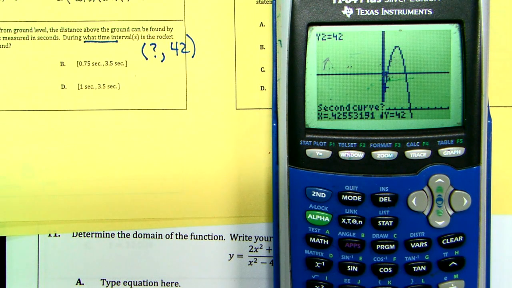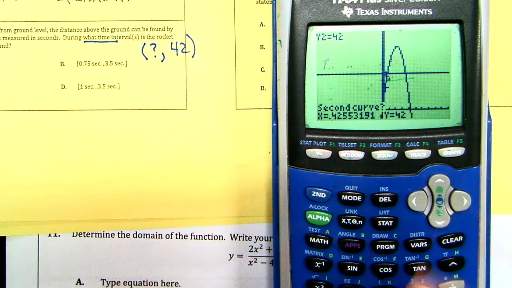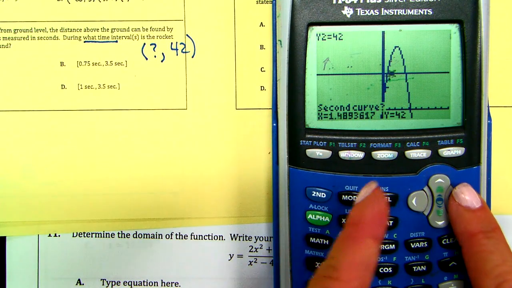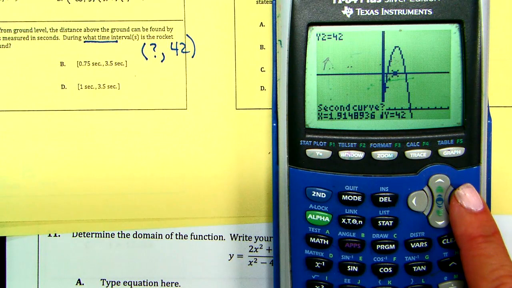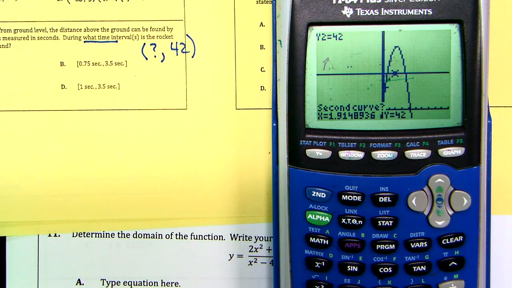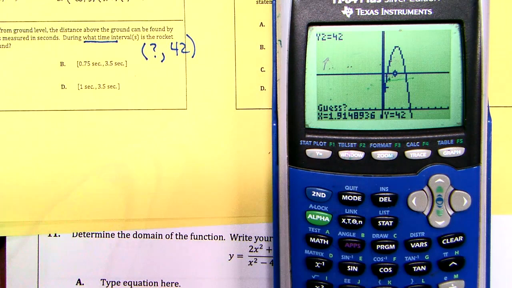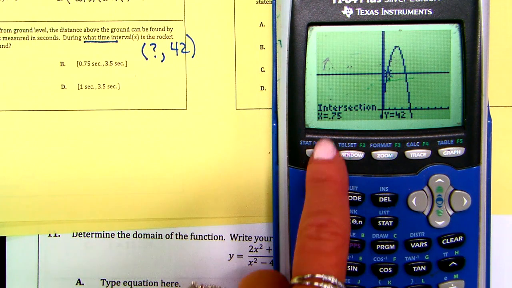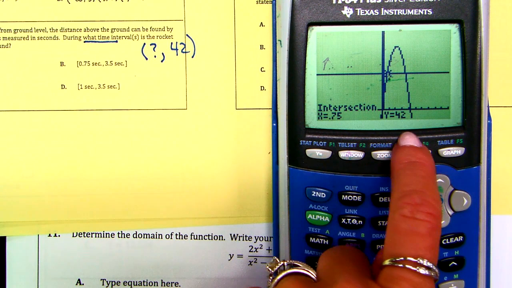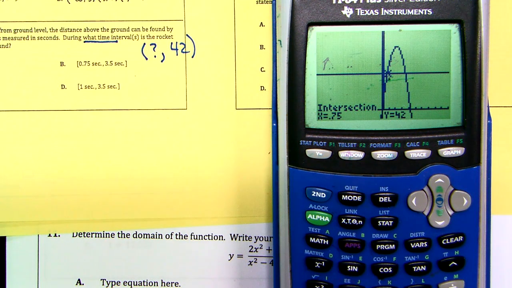Now I'm going to arrow above it, and it's actually going to take us along the horizontal line. That's normal. It's fine. Just get to the right of the intersection. Second curve. Yes, please. Notice it says y is 42, as it should. And then it says, do you want me to guess? Yes. And it's going to give us x is 0.75 when y is 42. Bingo. There's one of my intersections.